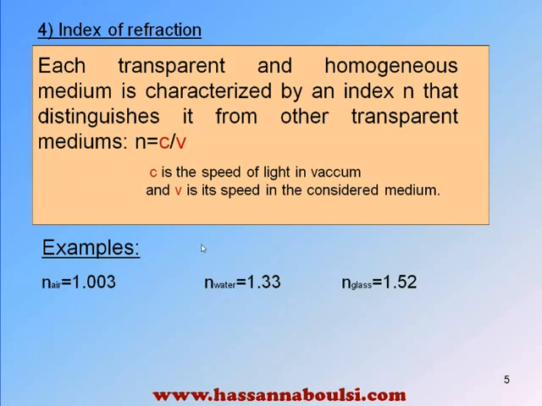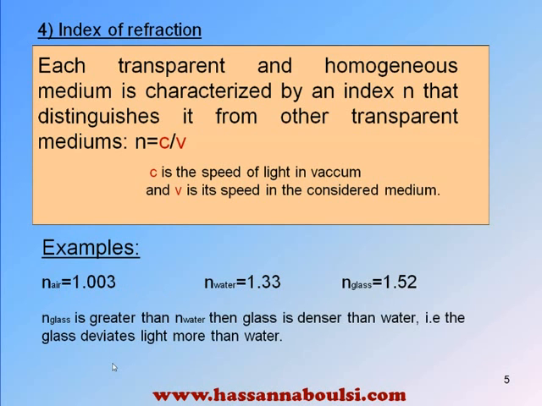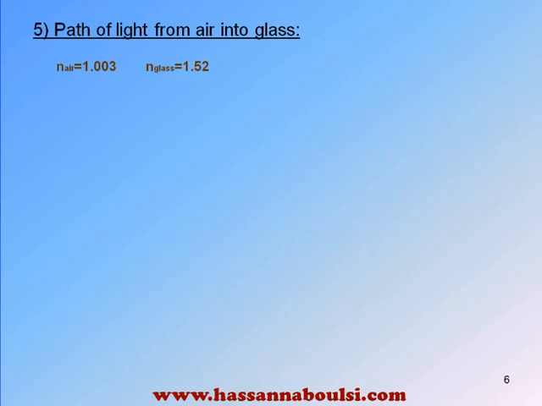Some examples of the index of refraction: the index of refraction of air is 1.003, approximately 1. In water it is 1.33, in glass about 1.52. If n of glass, for example, is greater than n of water, then glass is denser than water. We say that glass deviates light more than water.